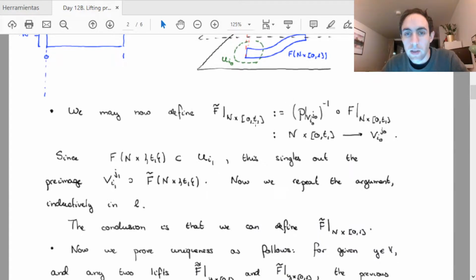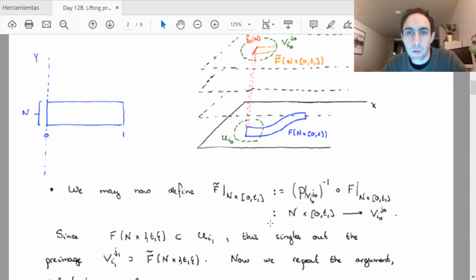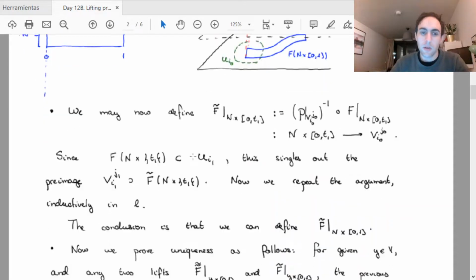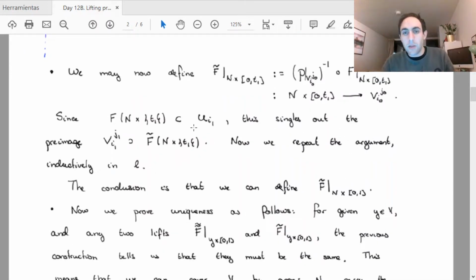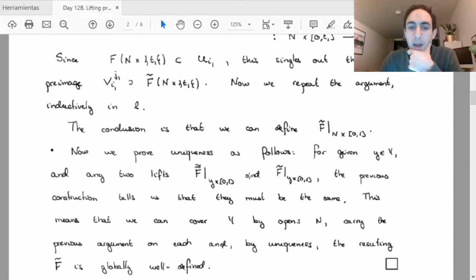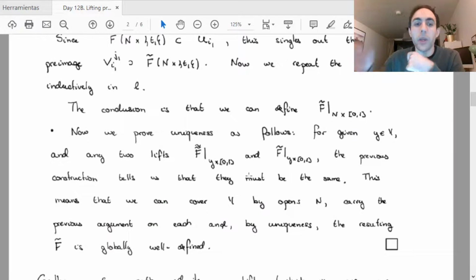So f tilde defined over N times interval is just, you take f and you compose it with the homeomorphism that brings you up to your favorite preimage. All right, so the punchline of this argument is that we've defined f tilde over N times interval. And now, how do we conclude the proof?